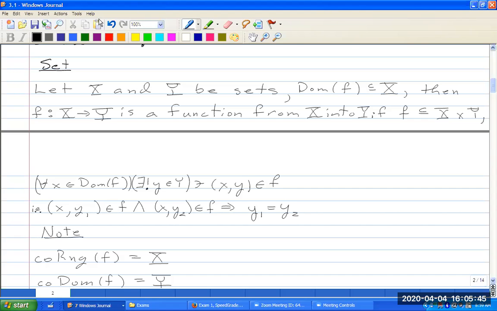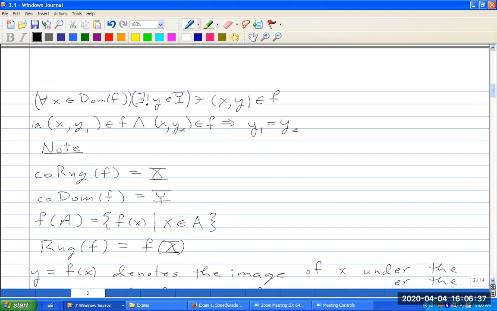Such that for all X in the domain of F, there exists a unique Y in the set Y, such that the ordered pair XY is in the set F. In other words, if the ordered pair x comma y1 is in the set F, and if the ordered pair x comma y2 is in the set F, then y1 equals y2.